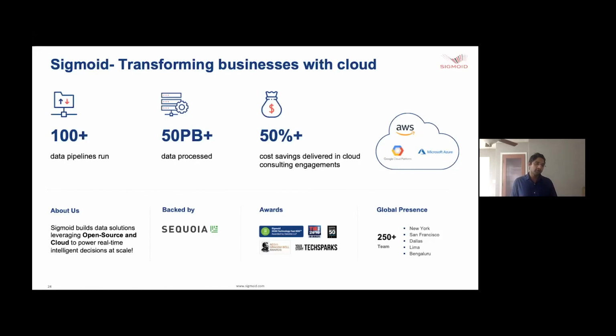I think this question is sort of for us. How do you trade off using open source and cloud managed services? What do you prefer and why?